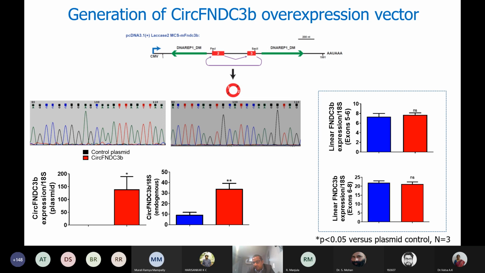Jeremy, from the University of Pennsylvania, developed this plasmid, and we collaborated actively with him. We inserted our circular RNA sequence in there, and due to these DNA repetitive elements, this plasmid generates only circles, not the linear RNAs.